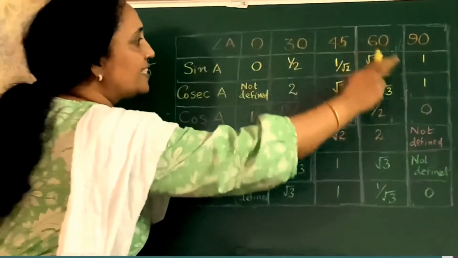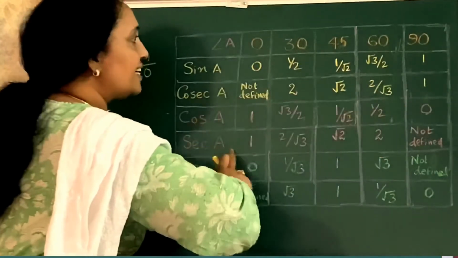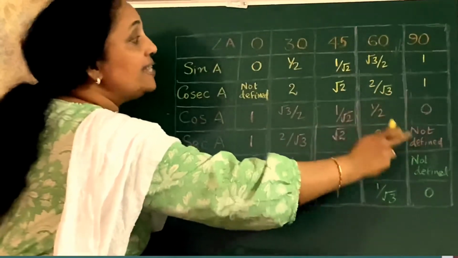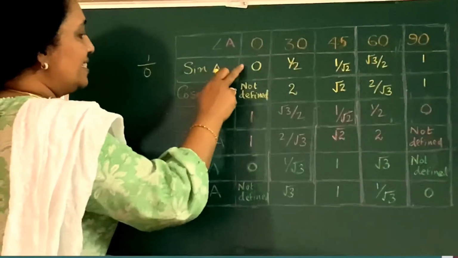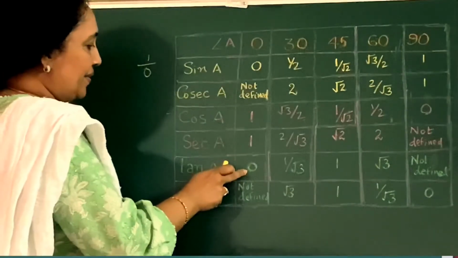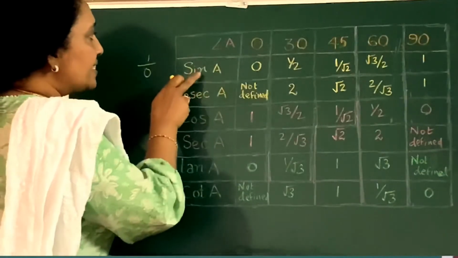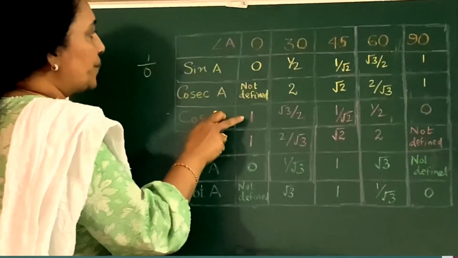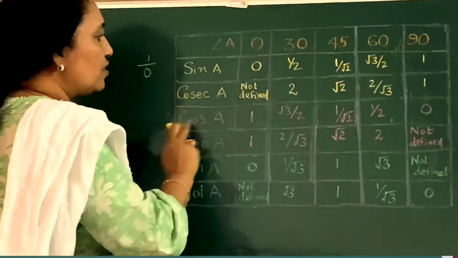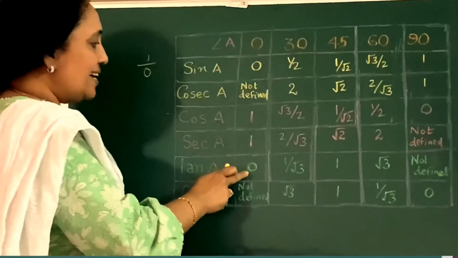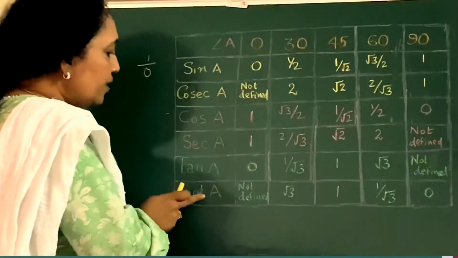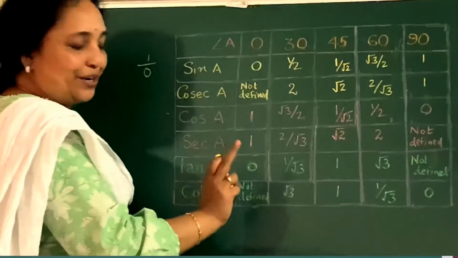Then cos 90 is 0. Then sec 90 is 1 by 0, that is not defined. Now tan 0 is 0. Actually tan 0 is sine 0 by cos 0. Sine 0 is 0, cos 0 is 1. That means 0 by 1, that is 0. Tan 0 is 0. And cot 0 is 1 by 0, not defined.